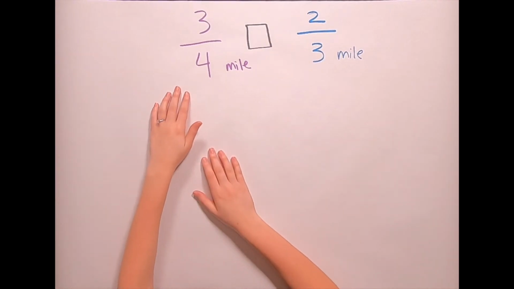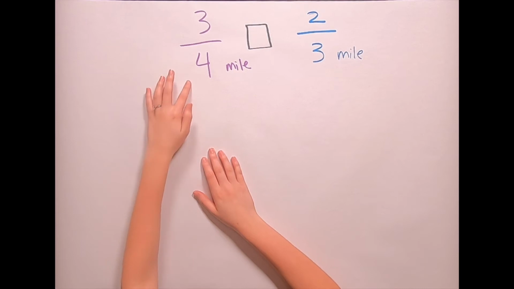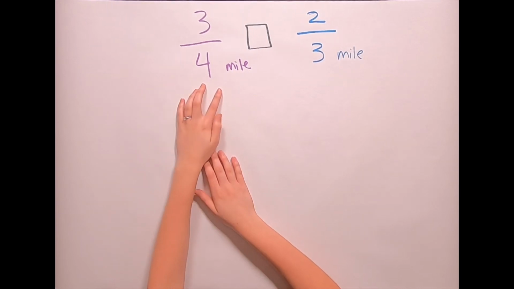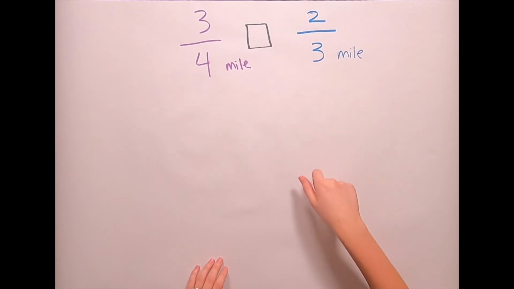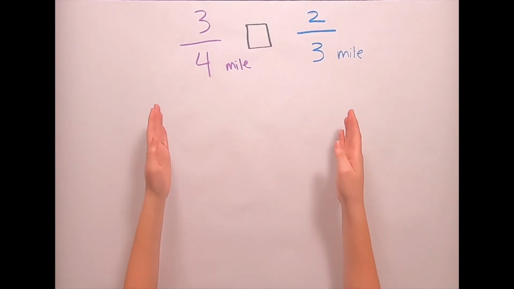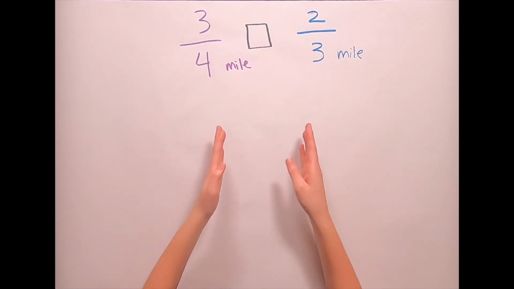So my sister told me that she ran 3/4 of a mile this morning, and I ran 2/3 of a mile. So if we want to know who ran farther this morning, then we're going to have to compare these fractions. One way we can compare fractions with different numerators and denominators is by drawing number lines. So go ahead and grab that pencil and paper you got earlier, and let's draw number lines together.